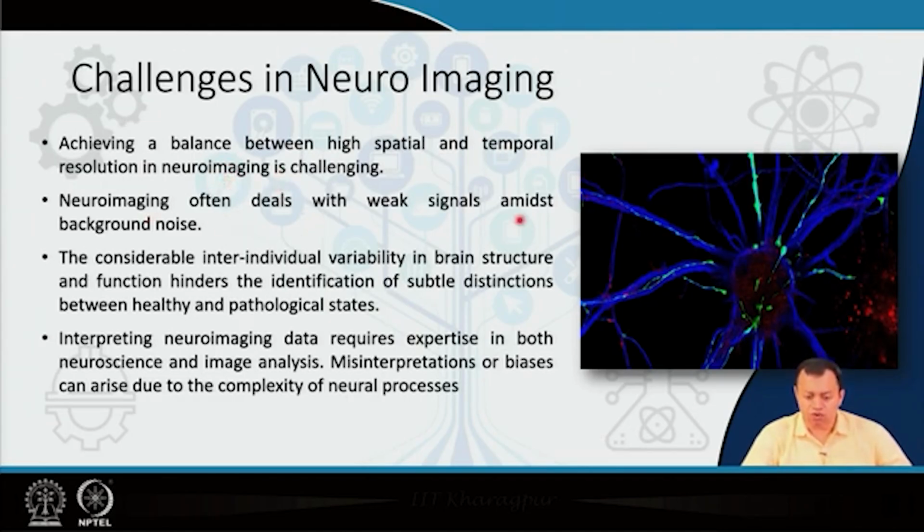Neuroimaging often deals with weak signal amidst background noise, and there is a huge amount of inter-individual variability in brain structure. Interpreting neuroimaging data requires expertise in both neuroscience as well as imaging analysis, and therefore misinterpretation is very common.